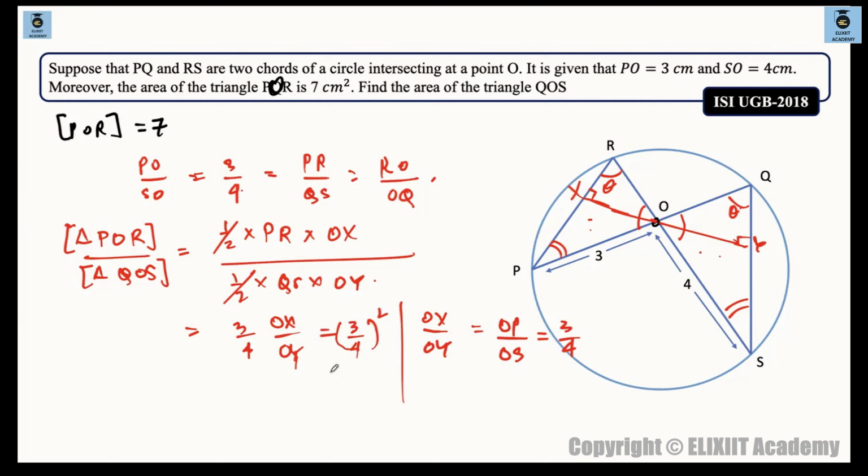सो विच इज 9/16. सो वी हैव फाउंड आउट दिस रेशियो एंड ये वैल्यू दे के रखा है क्वेश्चन में, दिस इज एक्चुअली 7. सो 7 by area of triangle QOS is actually 9/16. So area of triangle QOS is basically 16 times 7/9.